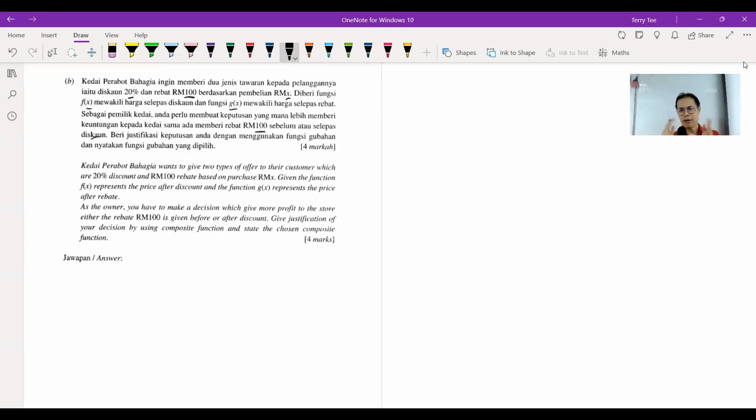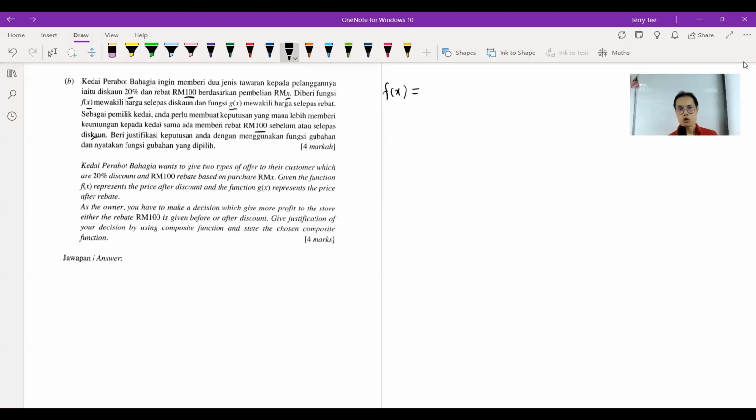So that means one function is f(x), one is g(x). You're finding either gf(x) or fg(x). One is to give discount first, then rebate later. Another one is to give rebate first, then discount later. Alright, berikan justifikasi keputusan anda menggunakan fungsi gubahan dan nyatakan fungsi gubahan yang dipilih. Okay, so first of all, we know your function f(x).